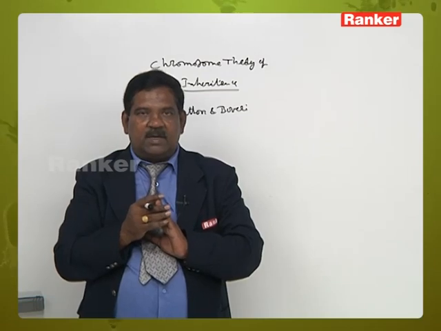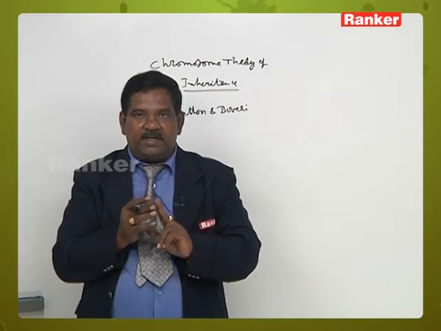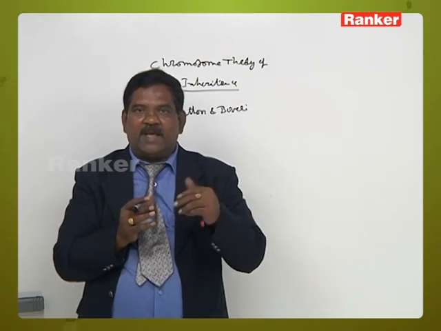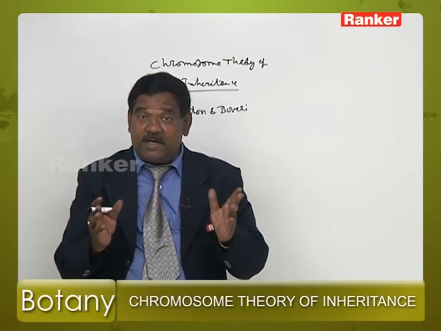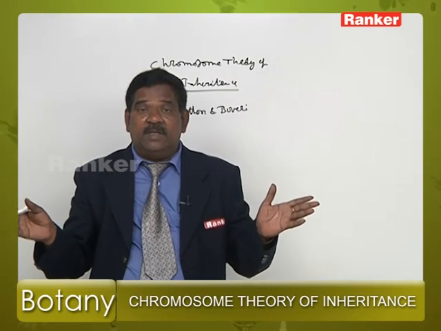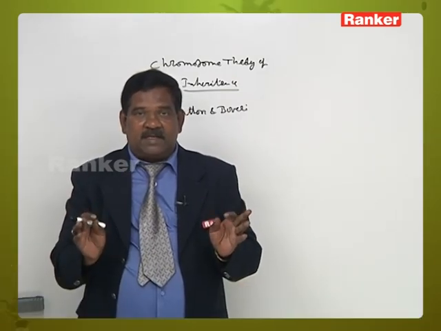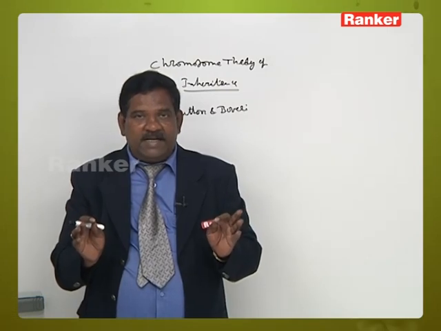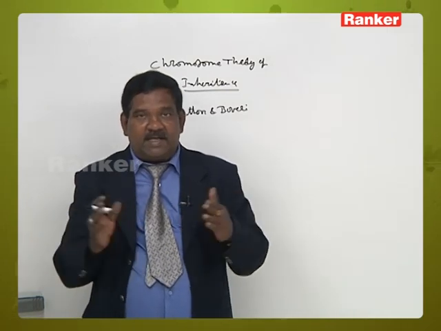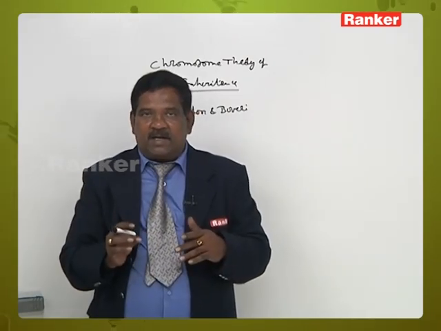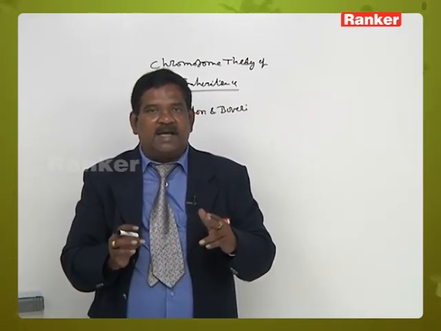During meiosis, one pair is independent of another pair. One pair is not influenced by another pair. One pair is independent of another pair and enters into the gametes independently. So that is called the law of independent assortment, or separation. It is a law given by Mendel based on the dihybrid cross.